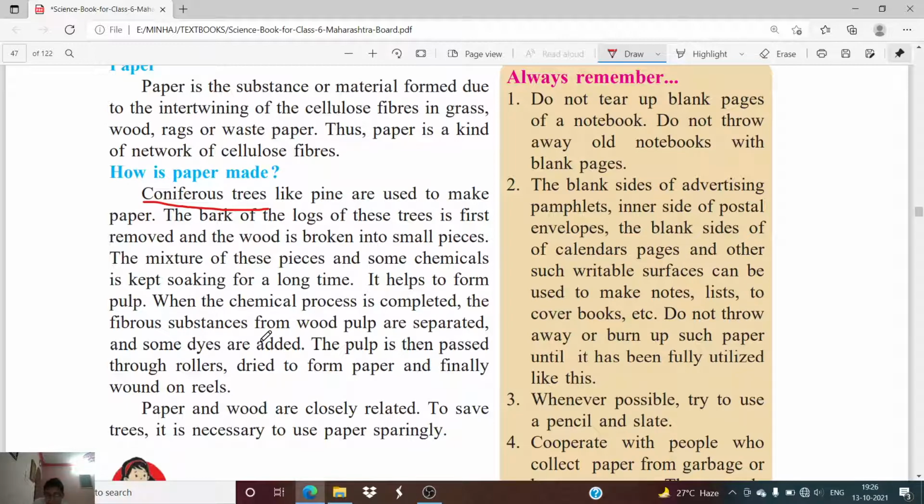So whenever we are using paper, we have to make sure that we must not misuse or waste the paper. We have to use the paper precisely, considering the situation, considering whether it is necessary or not. We have to be very careful while using paper. We must not waste the paper.